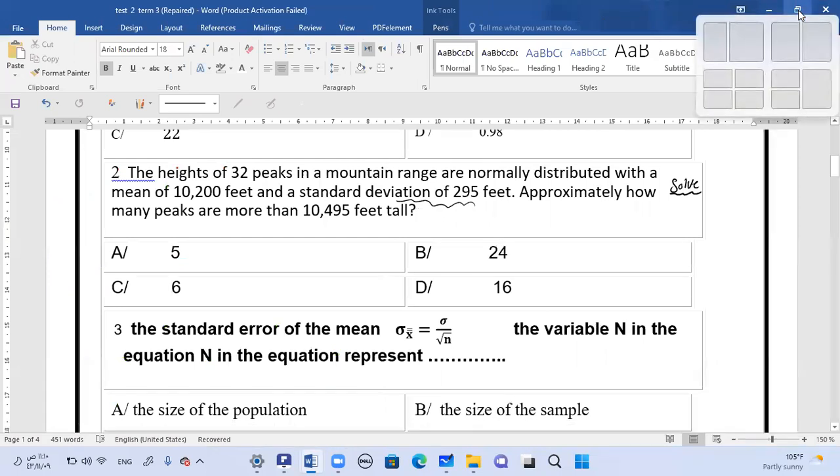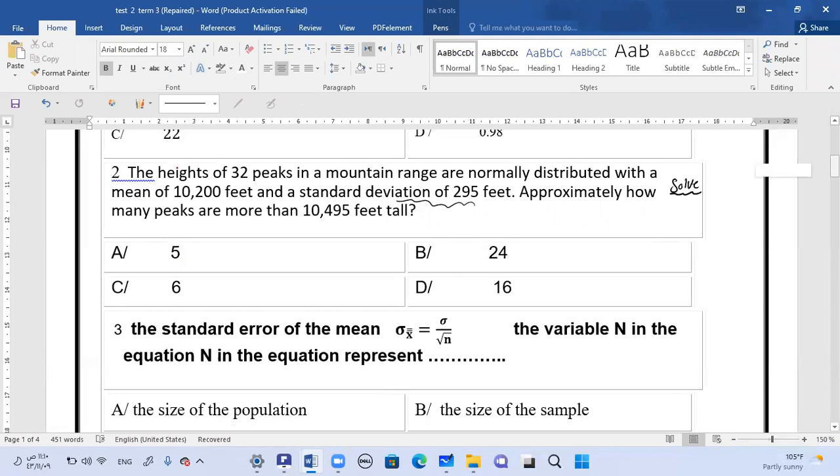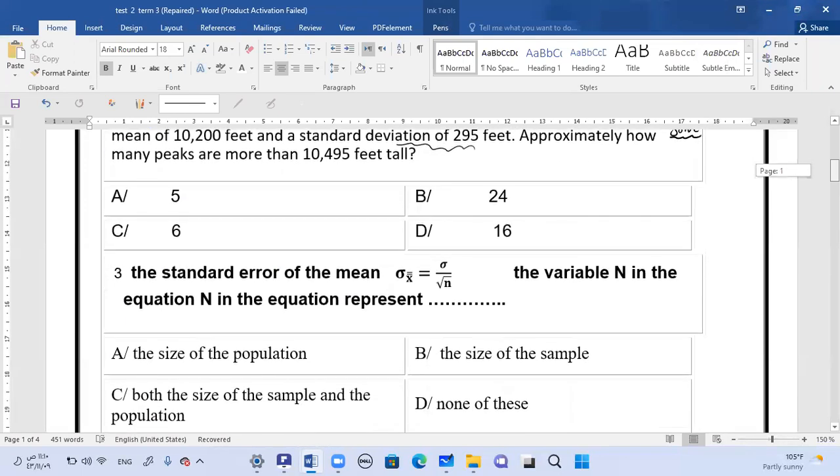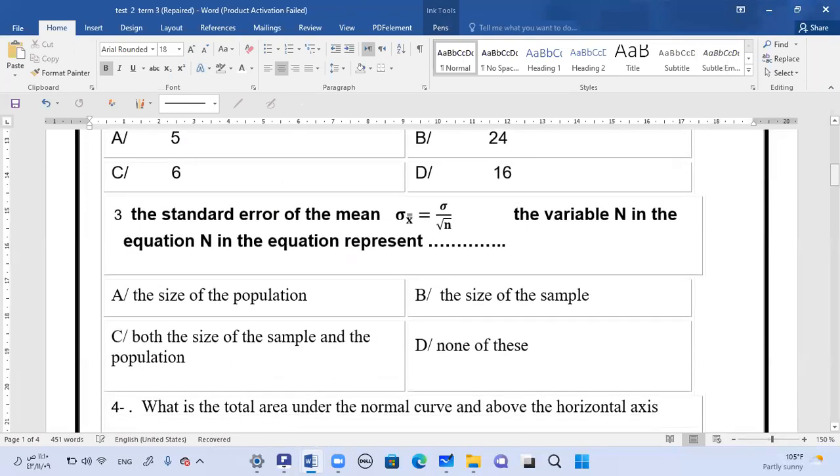Mean is the middle point. Standard deviation is a change. Number 3 is very easy. Standard error: what does n represent for the standard error? The size. It's very easy.